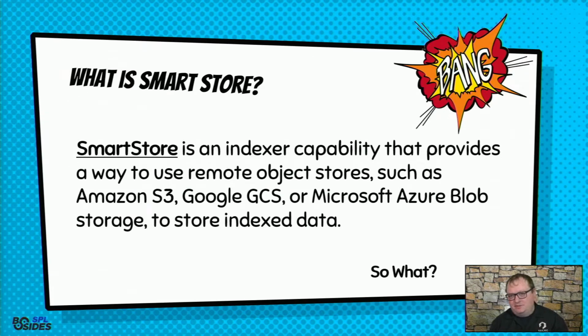I'm just going to read the slide for you. The index capability provides a way to use remote storage for Amazon S3, Google GCS, Google Cloud Storage, and Microsoft Azure Blob Storage, which is my favorite name, Blob, because it's just a block of storage, which is fantastic. In Splunk, this is where SmartStore stores index data. So this is data that's come in, it's been indexed, and now it lives on the SmartStore.